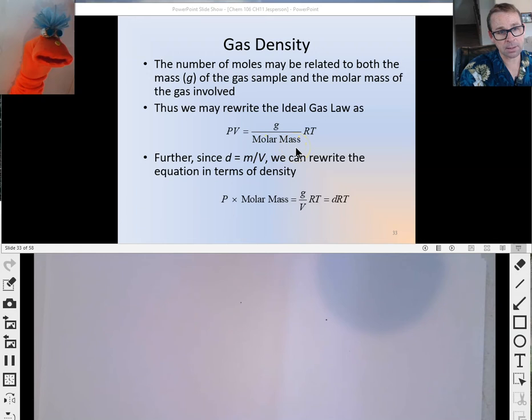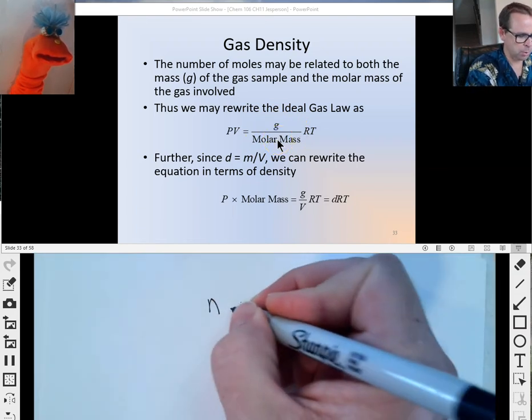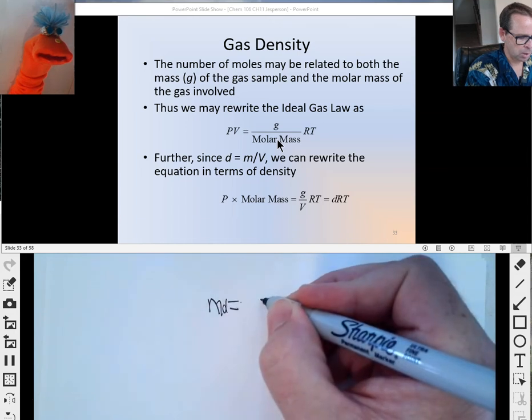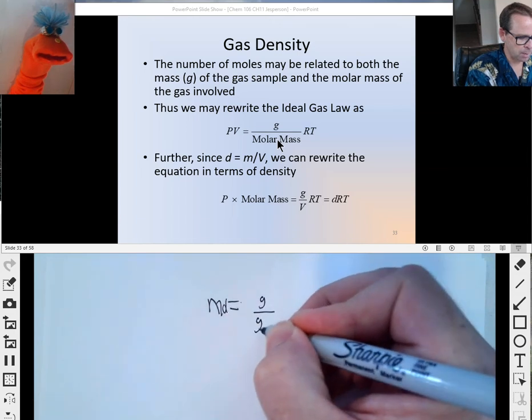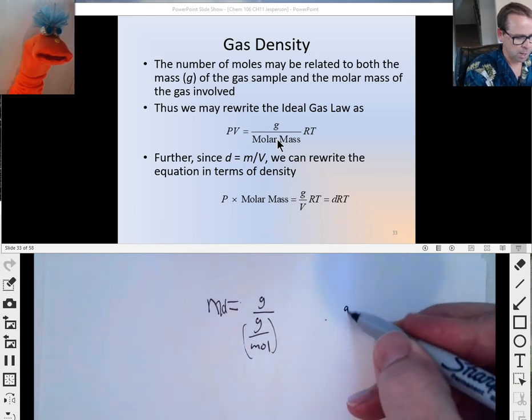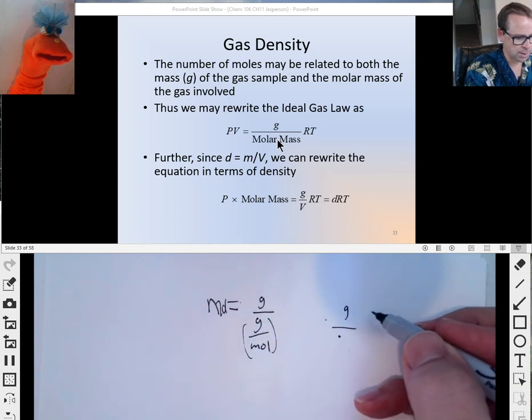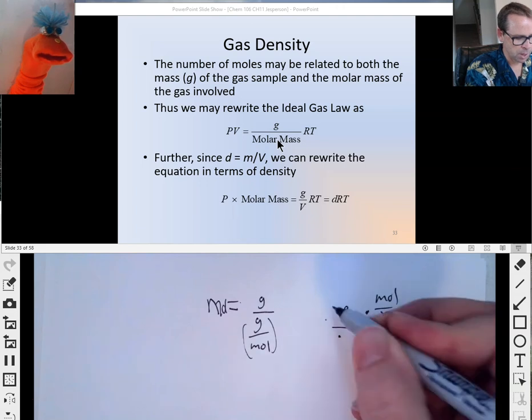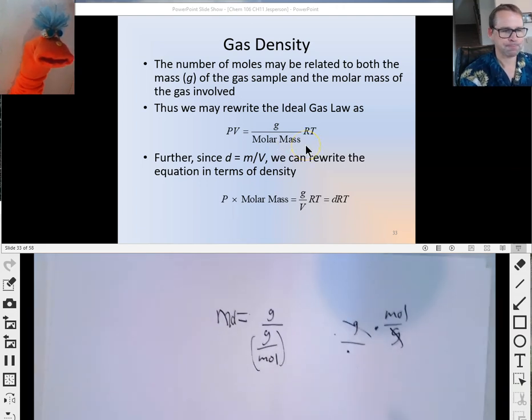Now we're not going to go over any problems like that for density necessarily, but you can see how this insertion of grams over molar mass for moles works, right? So let's look at that. Moles equals grams over grams per mole, right? If I take grams over grams per mole, that's the same as multiplying grams times moles over grams. Grams cancel out and I get moles, right?